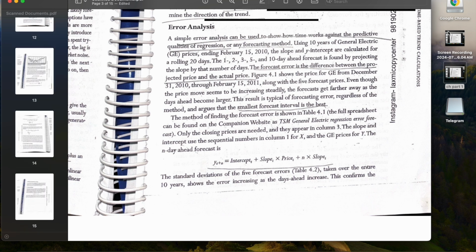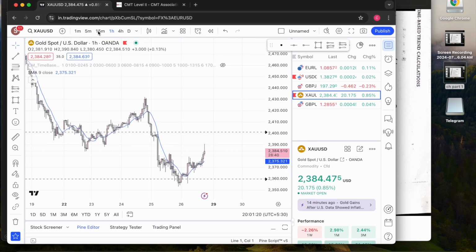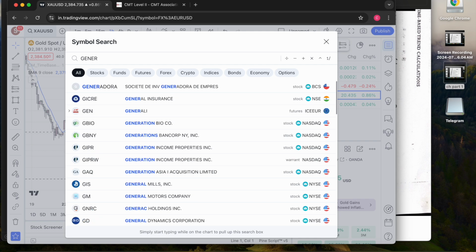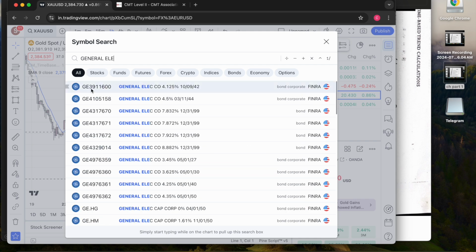So error analysis is, again, what does error analysis show us? Error analysis shows us that time is always working against the predictive quality of autoregression, right, or any of the forecasting methods. Using 10 years of General Electric prices. General Electric is basically a stock in the US stock exchange. So for the purpose of forecasting and explanation, they've used the GE stock. If you want to see that, then I can just pull it up maybe. General Electric. Yeah, look at this.